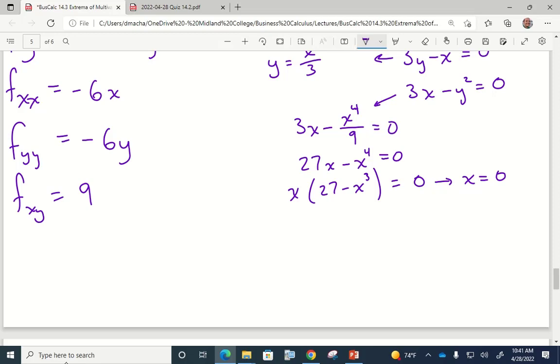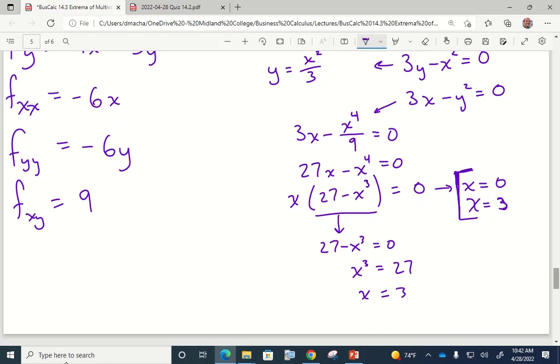I think there's only one more solution, because this little factor here is a cubic polynomial. Right? If I set 27 minus x cubed equal to 0, I would get x cubed is equal to 27. And if I take the cube root of both sides, that tells me x has to be 3. Cube root of 27 is 3. Okay. So there's actually two solutions for x, for my critical points. Either x is equal to 0 or x is equal to 3. At the location of any critical points of this function.